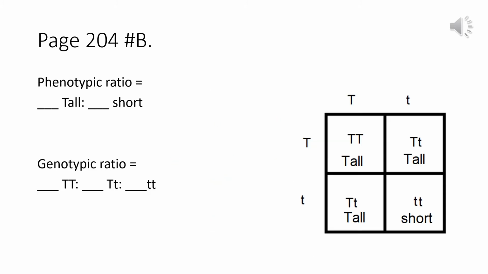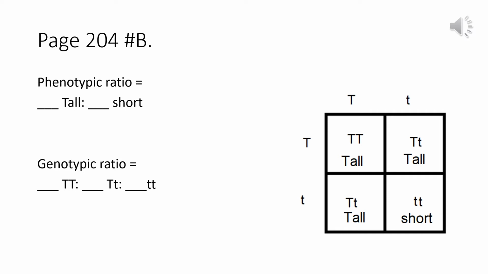Underneath figure 20.5, there are some more questions. What's the phenotypic ratio and what's the genotypic ratio? The phenotypic ratio is when you count the phenotypes. You'd be counting how many of them are tall and how many of them are short. There's 1, 2, 3 of them that are tall and 1 of them that's short. We usually just call that a 3-to-1 ratio.